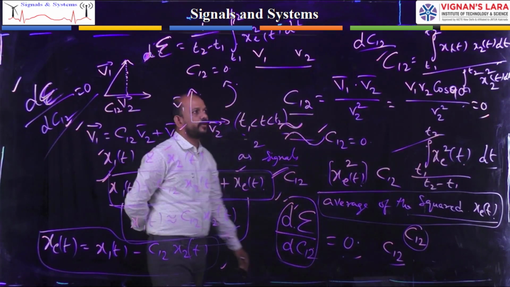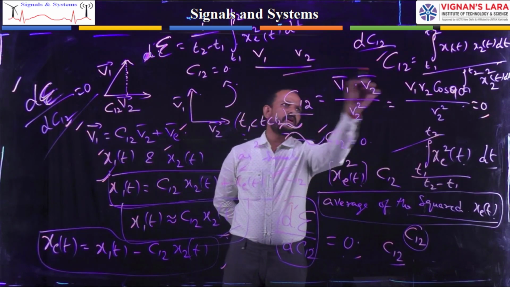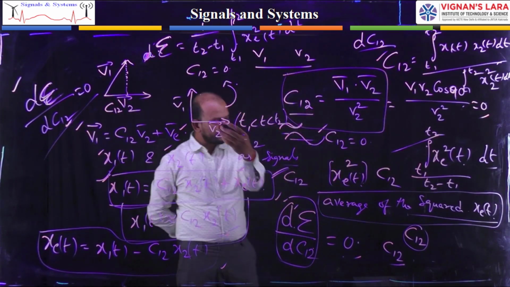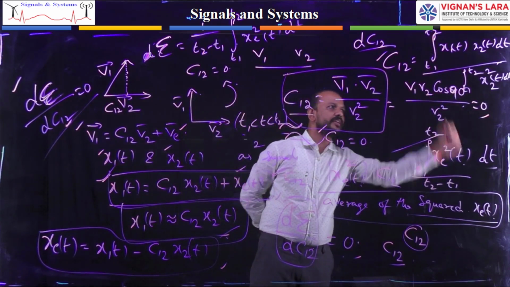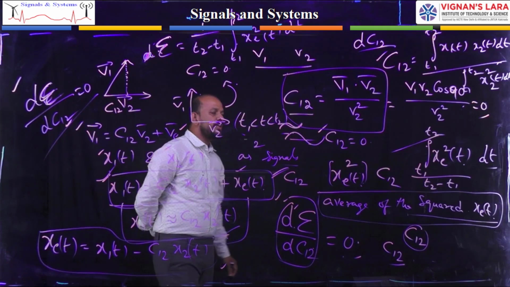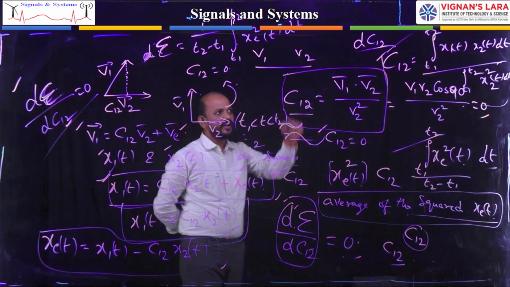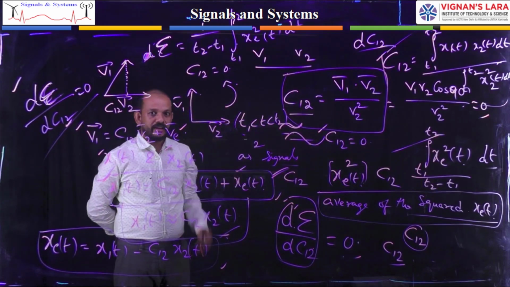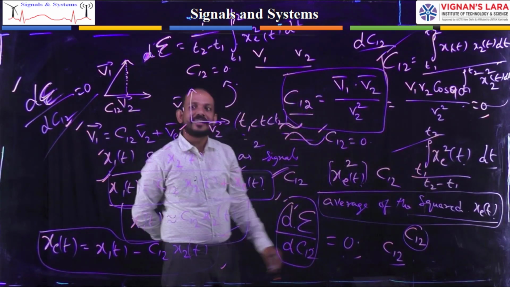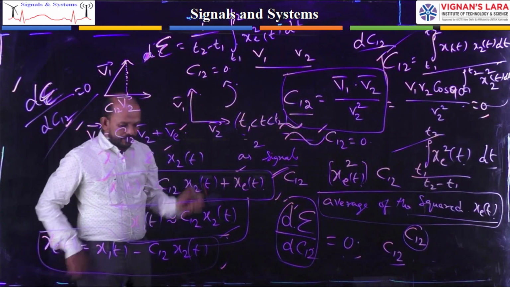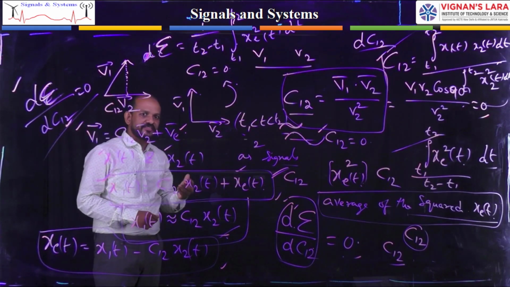So C12 will be equal to, using the equation we got for the vectors, the integral from t1 to t2 of x1 of t x2 of t dt by the integral from t1 to t2 of x2 square of t dt. So this is the value of C12. Based on that value, we can go for the analysis of the signals. First you calculate this one, and then I will explain the topics later. This is regarding the analogy between signals and vectors.